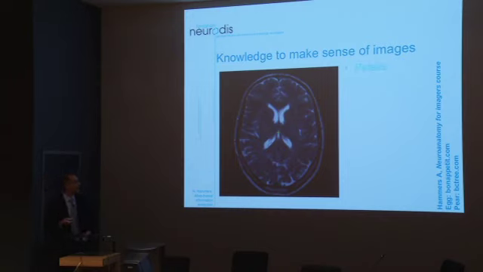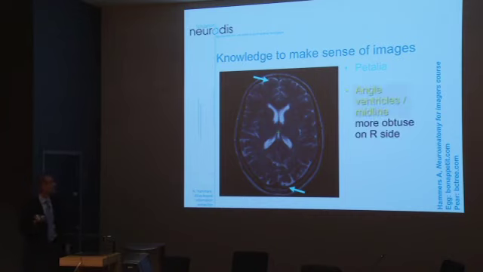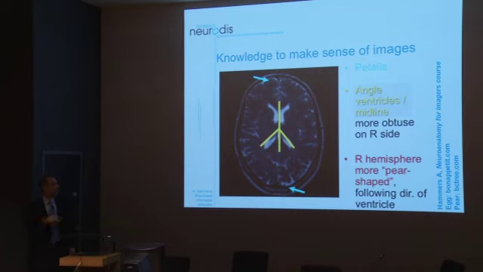So first of all, we've got the petalia, which are the most anterior and posterior parts of the brain. And the right petalia normally extend further forward than the left, and the left further backward. This is known as the brain torque. Then the angle of the ventricles with the midline is a bit more obtuse on the right side. The right hemisphere on a slice like this is a bit more pear-shaped, following the direction of this ventricle. So this will be outlined here, so pear. Whereas the left hemisphere is more egg-shaped.